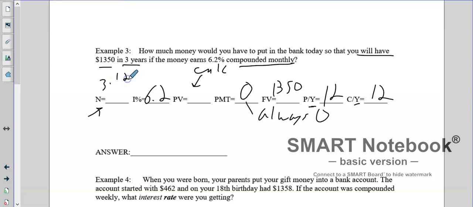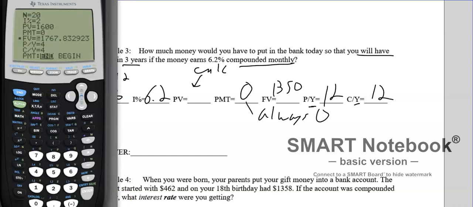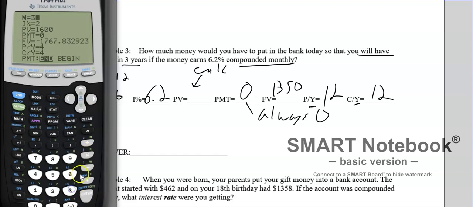Times 12. So that's 36. But the cool thing about this calculator is, let's say we had something crazy like 12 times 360. You don't have to go off to the side and type into another calculator. You can literally just type in, we know this is 36, but you could type in right here 3 times 12, and when you hit enter, it just does the math for you. So if you had something bigger like 12 years, compounded daily, 360, you could just type that in there.